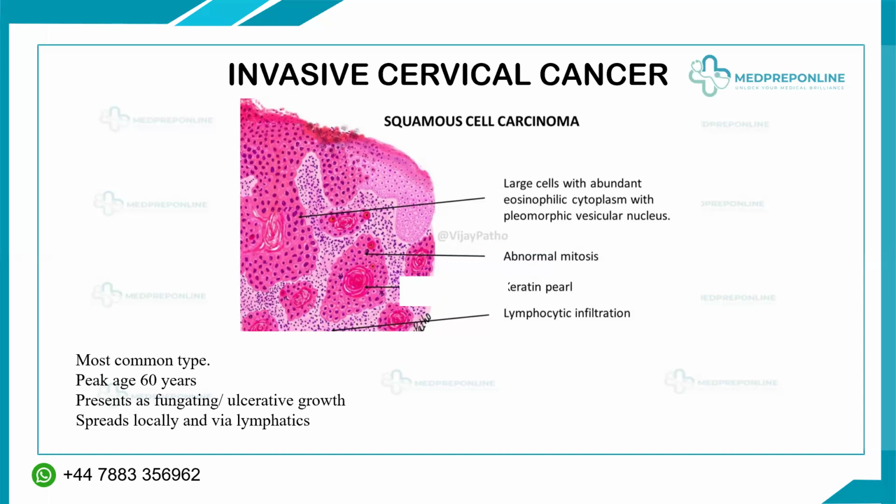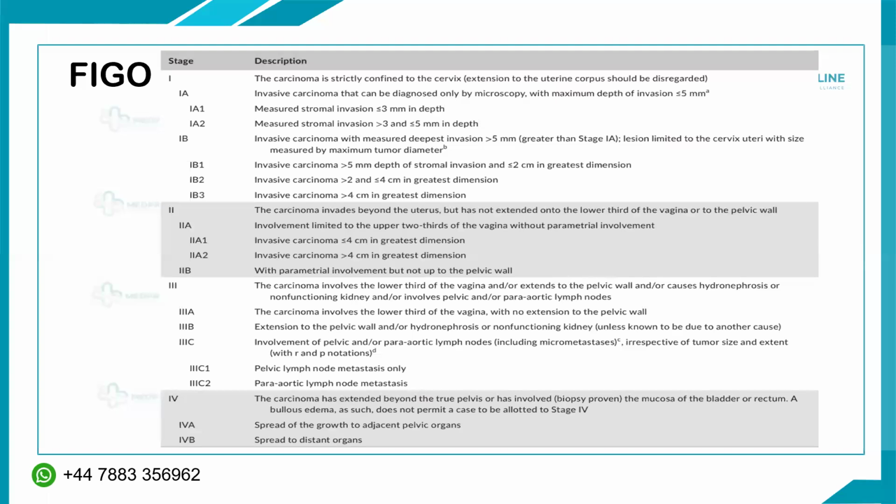And now you have the entire stroma infiltrated with lymphocytes. So invasive cervical cancer, remember, it's the most common type. The peak age is around 60 years, and it usually presents as a fungating or ulcerative growth. It spreads locally as well as via lymphatics. So now very important is this FIGO staging of cervical cancer. So always remember the broad classification. Now, stage 1 is confined to the cervix, right? Stage 2 is the carcinoma invading beyond the uterus, but there is no extension to the lower 1/3 of the vagina or the pelvic wall, correct?